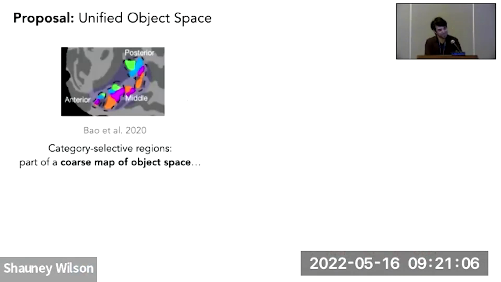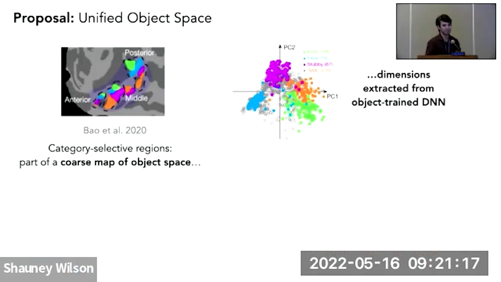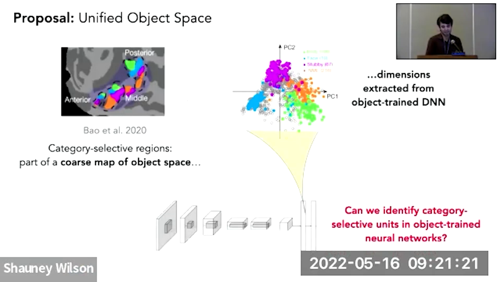Recently, Bao and colleagues suggested one idea for how these regions might interrelate, proposing a unified picture of IT organization in which category selective regions are part of a coarse map of object space whose dimensions can be extracted from a deep neural network. So based on this theoretical proposal, we next asked whether we can identify category selective units in deep neural networks trained on object recognition.